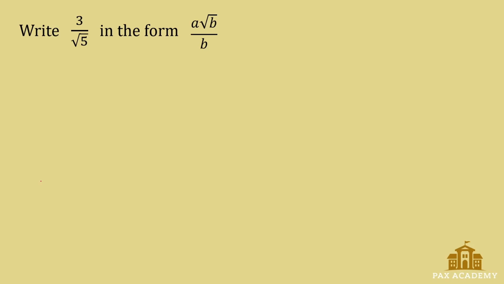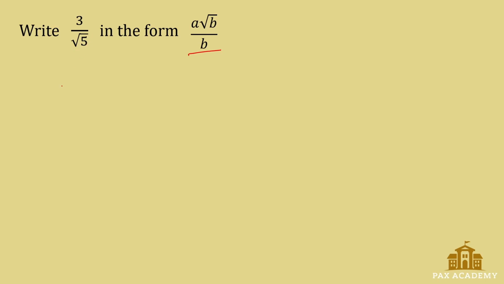In today's video, we're going to be rationalizing surds in the denominator. Okay? So let's look at the first example. This example says write 3 divided by the square root of 5 in this form here. So what we need to do essentially here is we need to rationalize the denominator. What we mean by rationalizing is we need to get rid of the square root in the denominator.